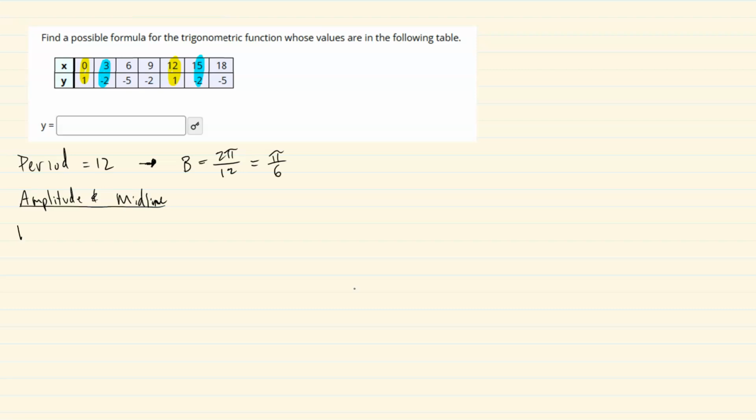So notice that the max output appears to be negative, or sorry, no, that's the smallest value. The largest value appears to be 1. And then the smallest value, the min, is equal to negative 5 for the output. Okay, so with this information, we can find the amplitude.